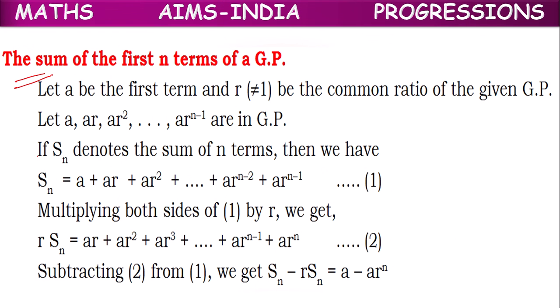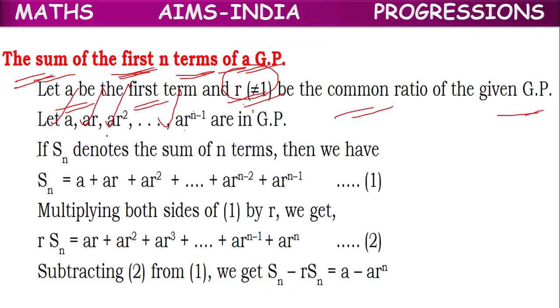Next, the sum of first n terms of a GP. If a is the first term and r is the common ratio, such that r is not equal to 1, of a GP, then a, ar, ar square, up to ar to the power of n minus 1 is a GP.